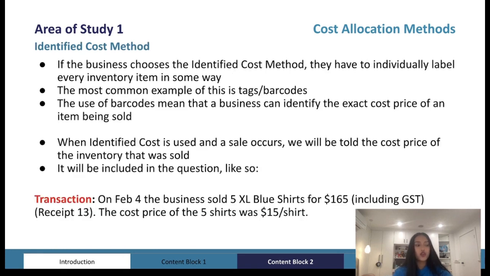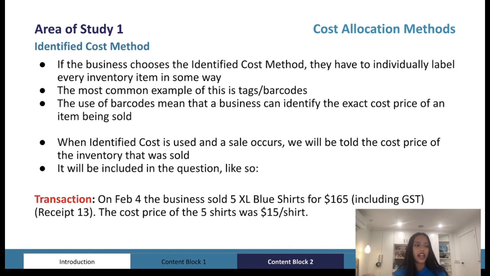If a business chooses identified cost, every single item that the business has on hand, so every single individual physical product that the business has in their store that they're intending to sell, must be labeled in some way that is identifiable. So probably the most common example of this that you might have seen in stores is having tags on certain items, or even having stickers that have barcodes.